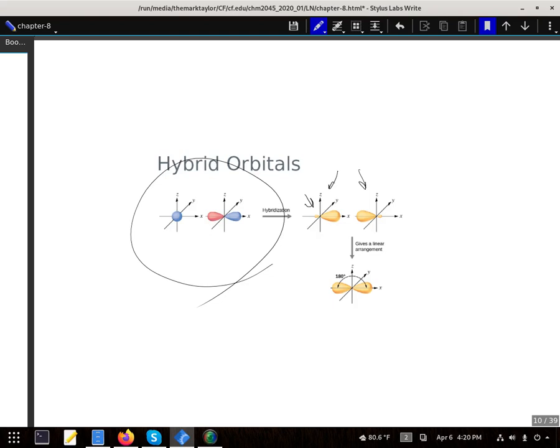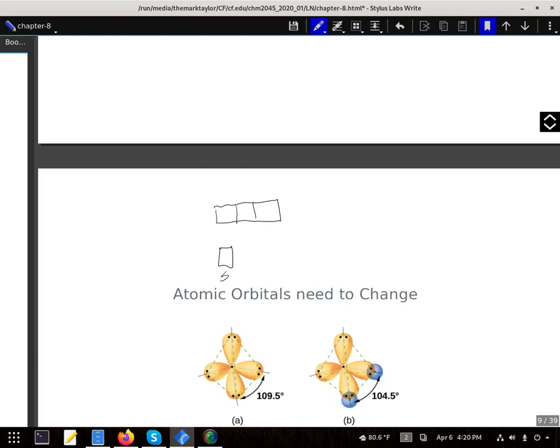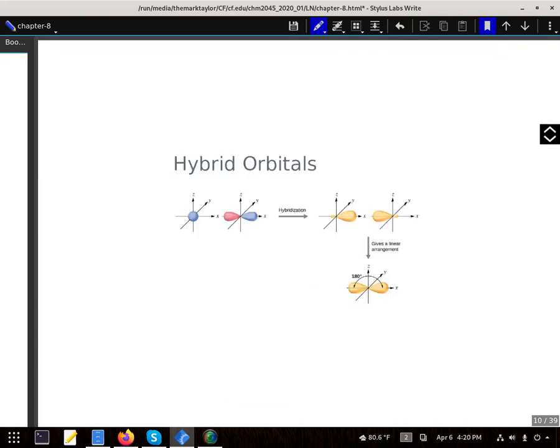Well, the neat thing is, I'm going to erase what I put on this screen here. Oh, and I went too far. We have an s orbital, and this is one of our p orbitals. I'm going to put the other two here. And we just added them together. This is what we're going to call an sp orbital. And since we added two of these together, we actually get two sp orbitals.